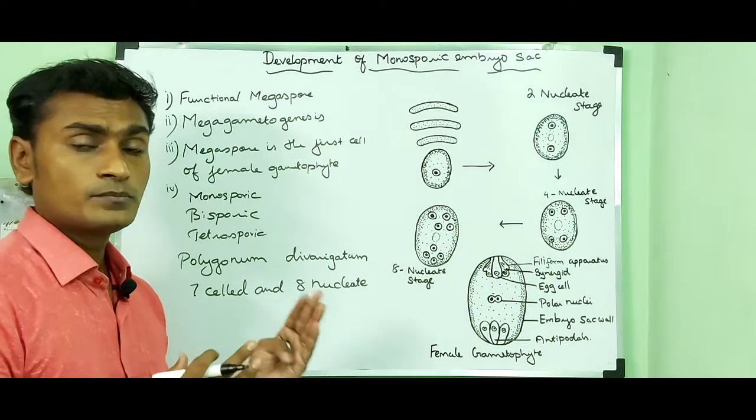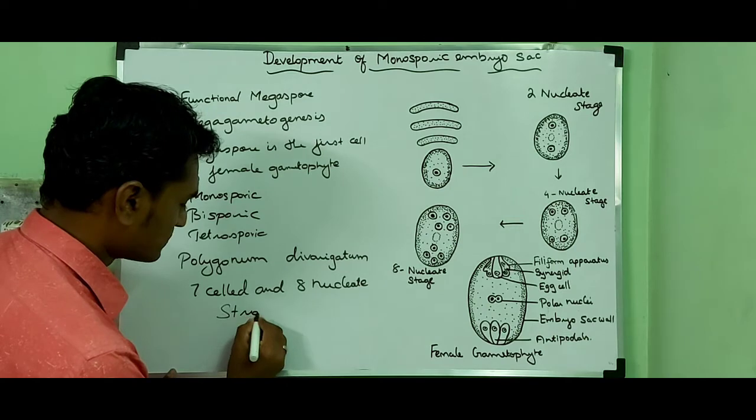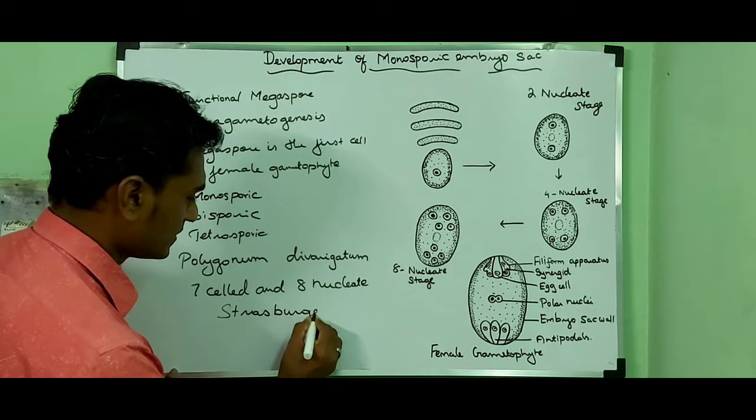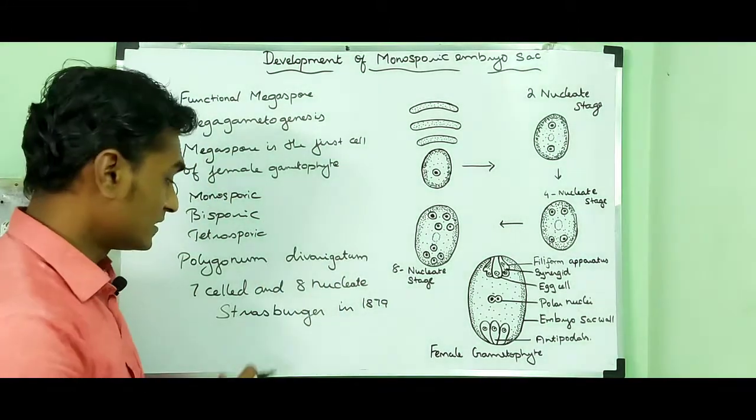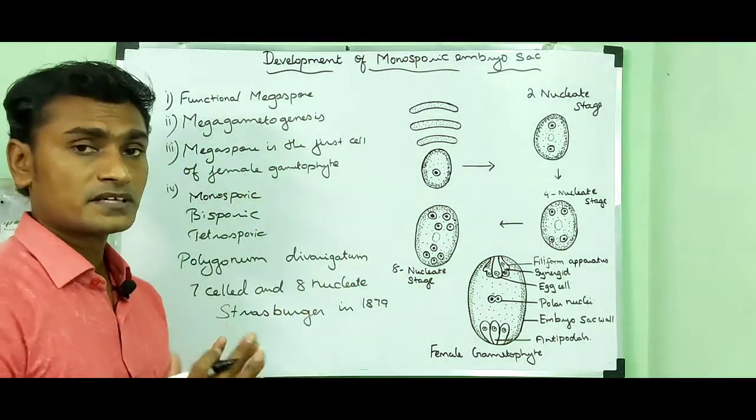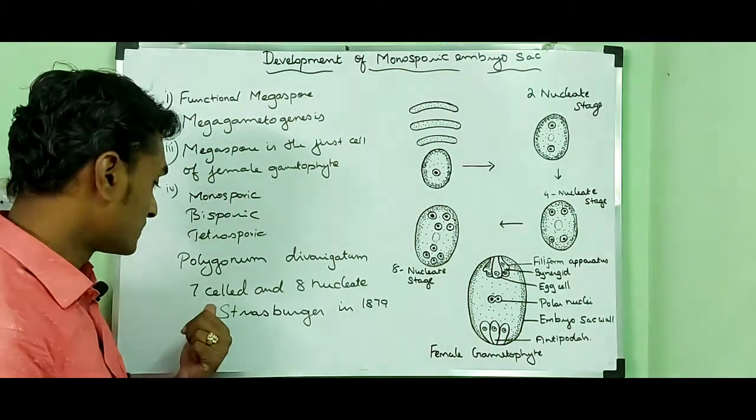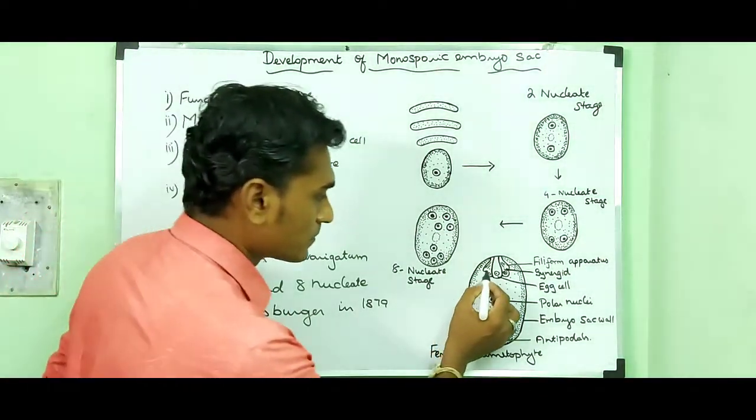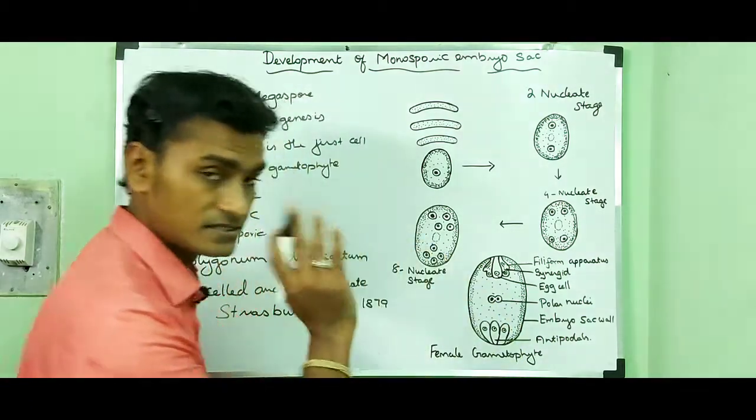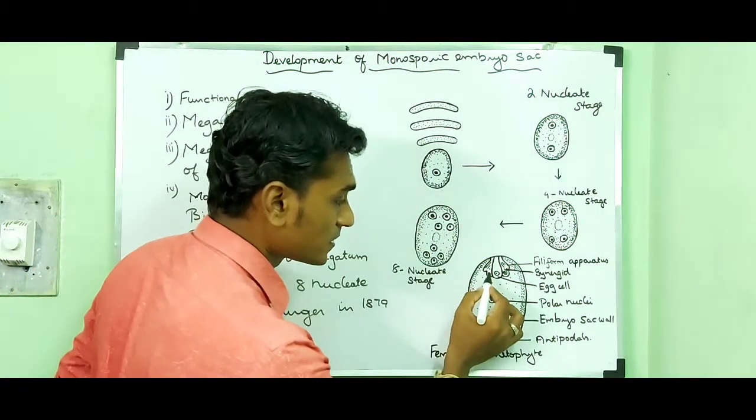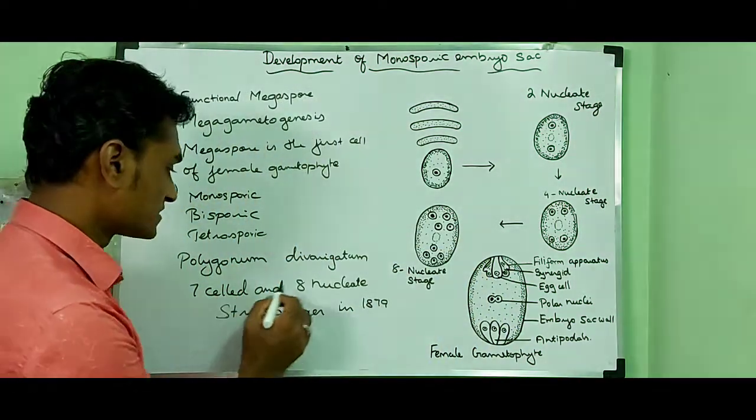This type was first described by the scientist Strasburger, I think in the year 1879. Now you can see why I said 7-celled and 8-nucleate: there are 1, 2, 3, 4, 5, 6, 7 cells, and inside those cells there are 8 nuclei.